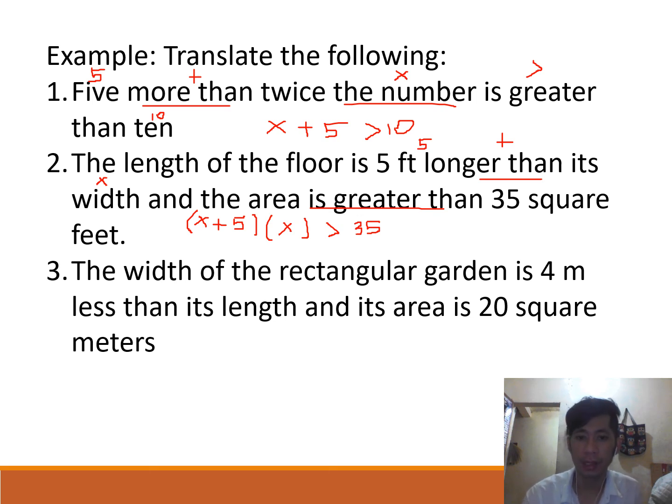Now, quadratic inequality or not? Very good, quadratic inequality. Because by using the distributive property, the answer will be x squared plus 5x is greater than 35. So, the two are the same. So, this is a quadratic inequality.